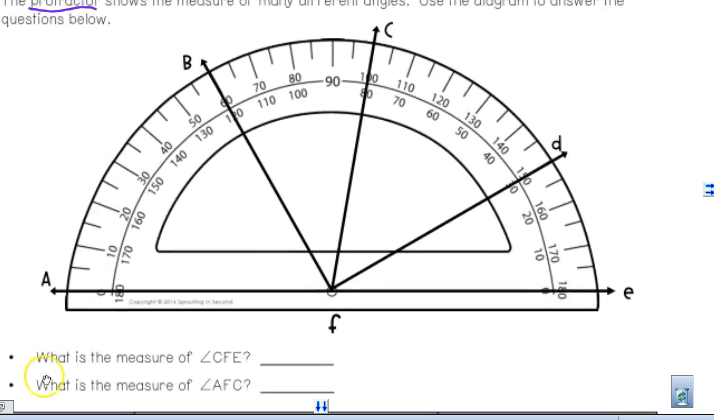So the first question says, what is the measure of, you'll see this symbol right here stands for angle. That's talking about angle CFE. So if it wants to know what is angle CFE, we're going to start up here where C is. We're going to go down to F right here in the middle, and then out to E. So this is angle CFE right here, highlighted in orange.